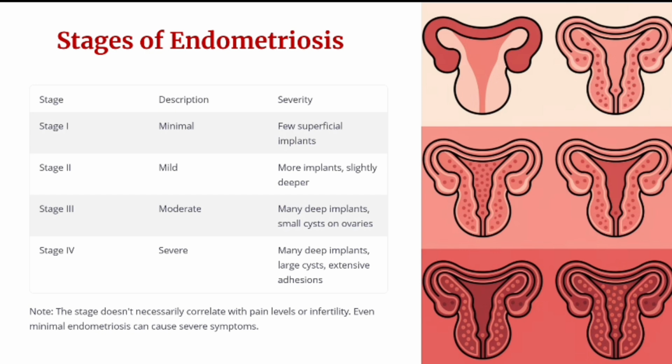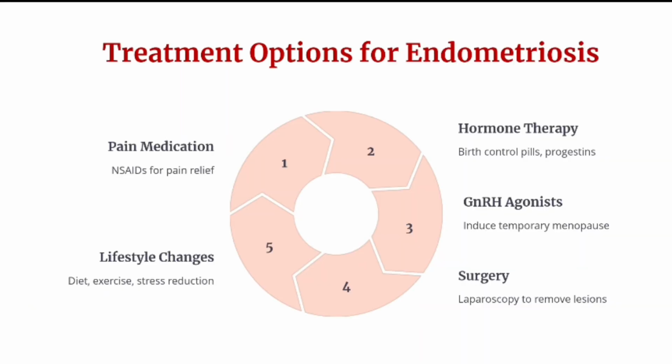Treatment options for endometriosis. Endometriosis treatment focuses on symptom relief. Options include pain management with NSAIDs, hormonal therapy to slow tissue growth, and in severe cases, surgical intervention to remove lesions.